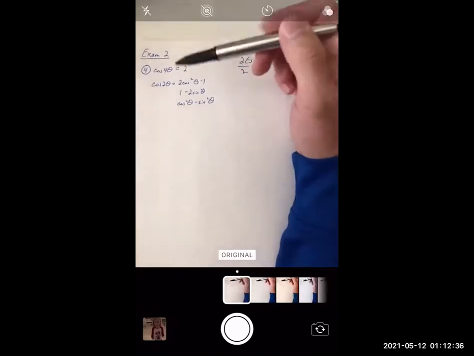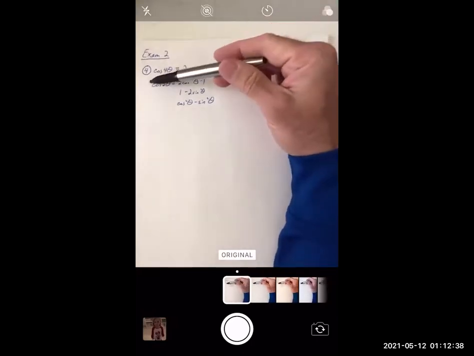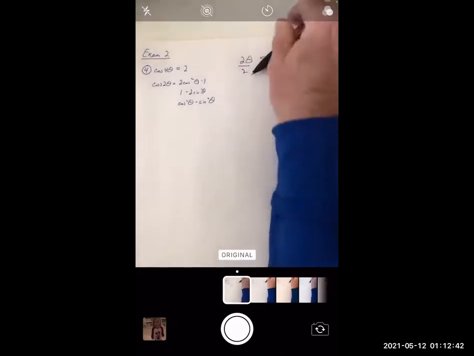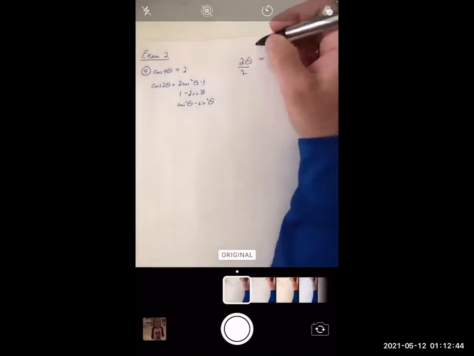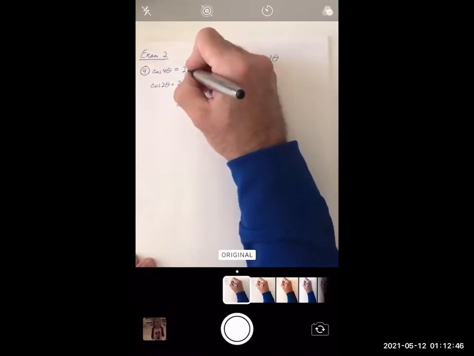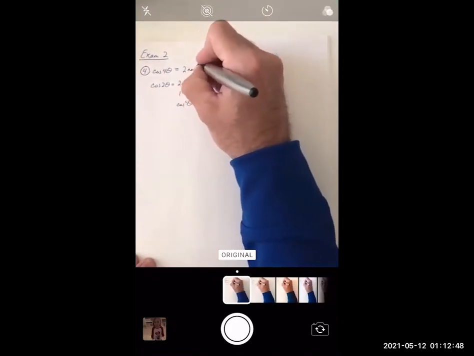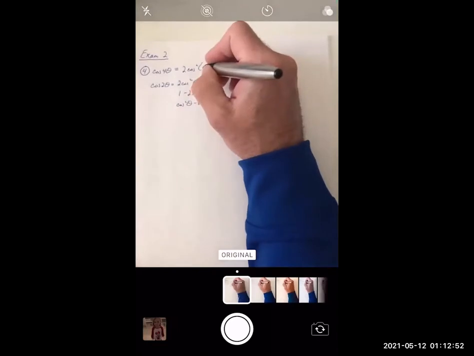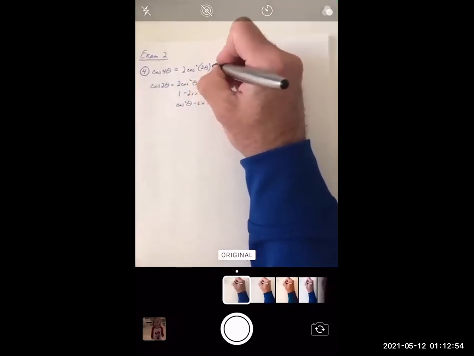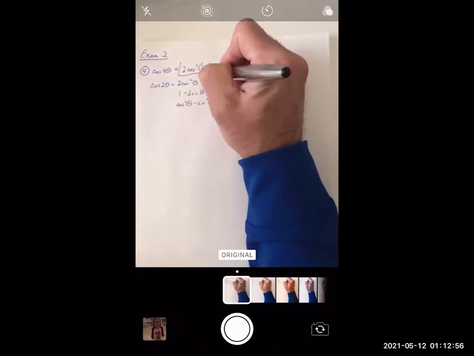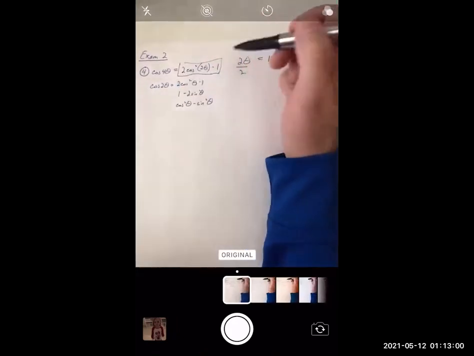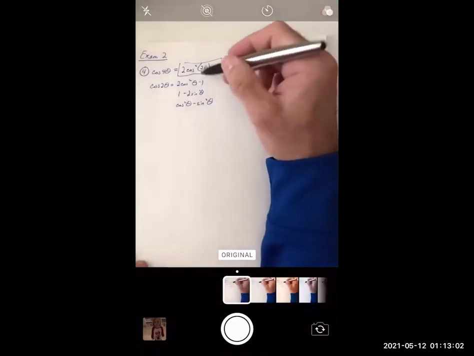There you go. That's how you go from this expression to one of these. You divide the angle by 2. So what's 4 theta divided by 2? 2 theta. And that's it. That was one of the choices, and that was the one to choose.